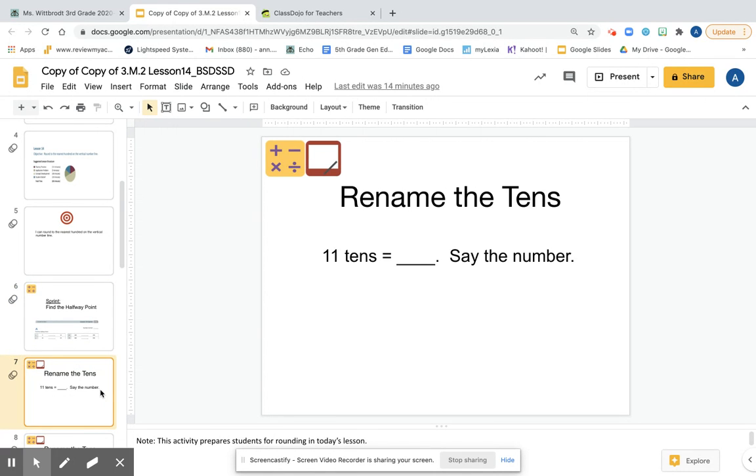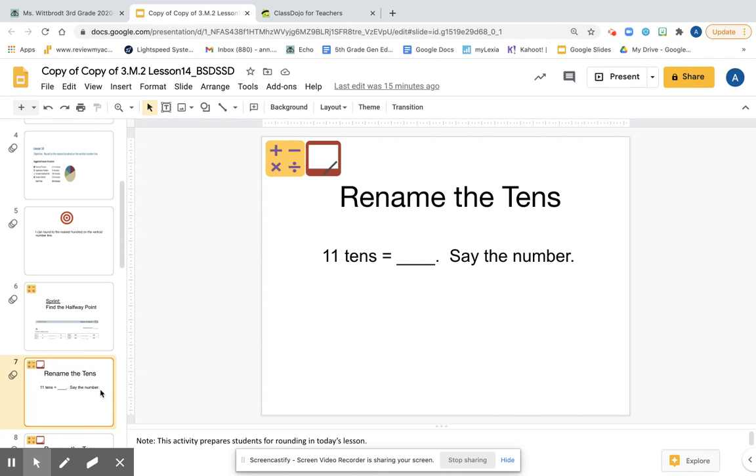So let's warm up, pull out your whiteboard if you haven't already, and we are going to be renaming tens. Now what I want you to do is write your answer, and pause the video as you write your answer. I'm going to be giving you the answer, but I'm not really going to be pausing. So it's up to you to pause it, write your answer, and then unpause so that you can see if you got the correct answer.